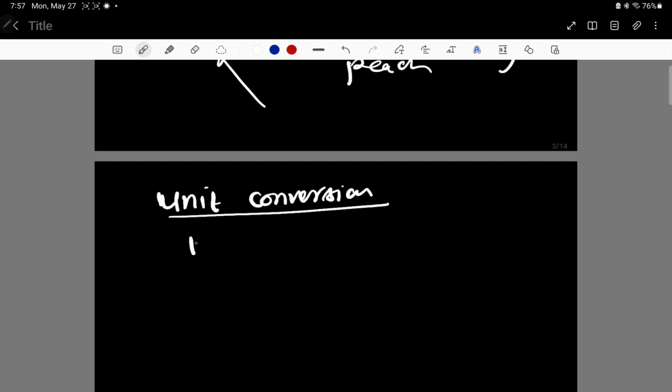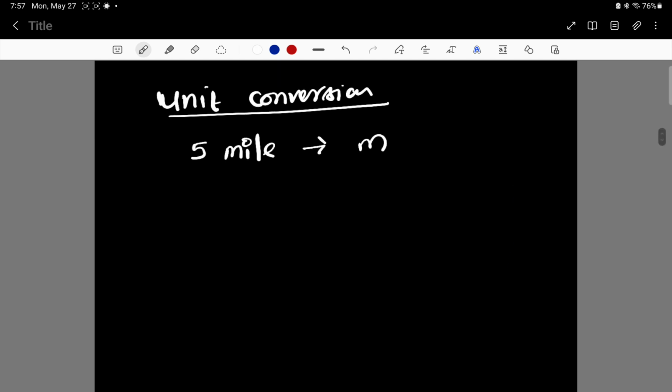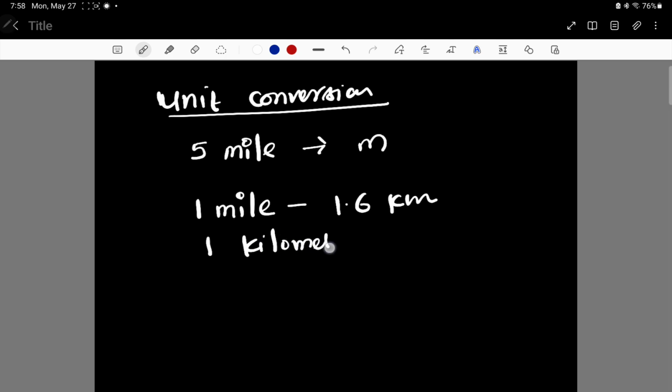So suppose that you have to convert 5 miles into meters. How to convert it? You need some conversion factor. How to convert from one system of unit to another? In 1 mile, there are roughly 1.6 kilometers. In 1 kilometer, there are 1,000 meters. So I need to know those things.